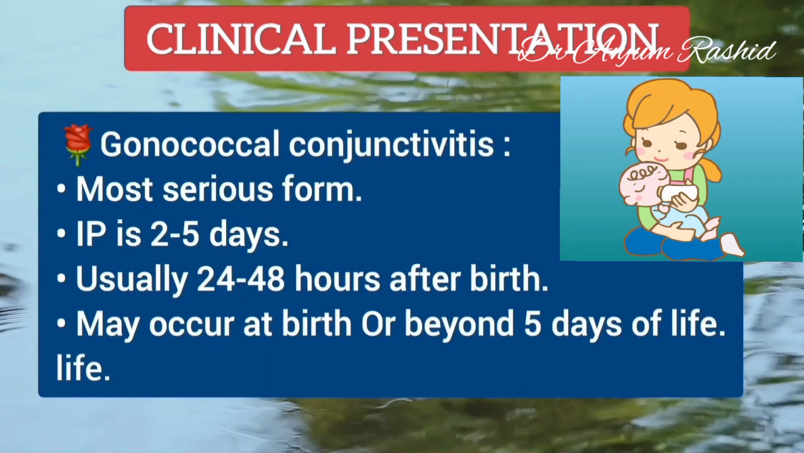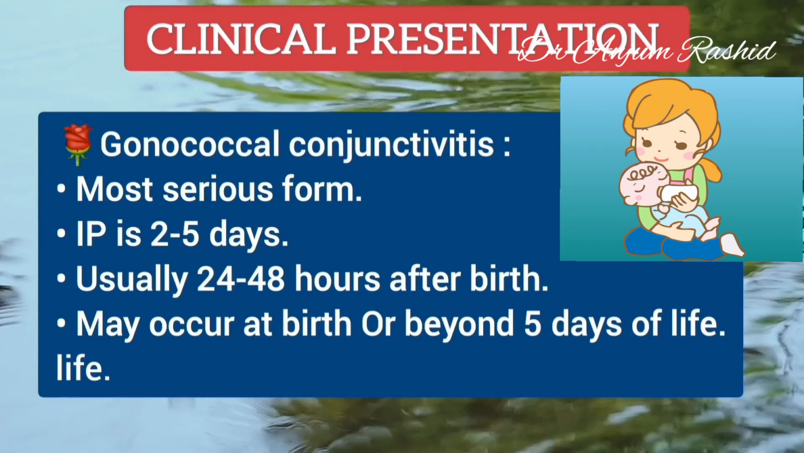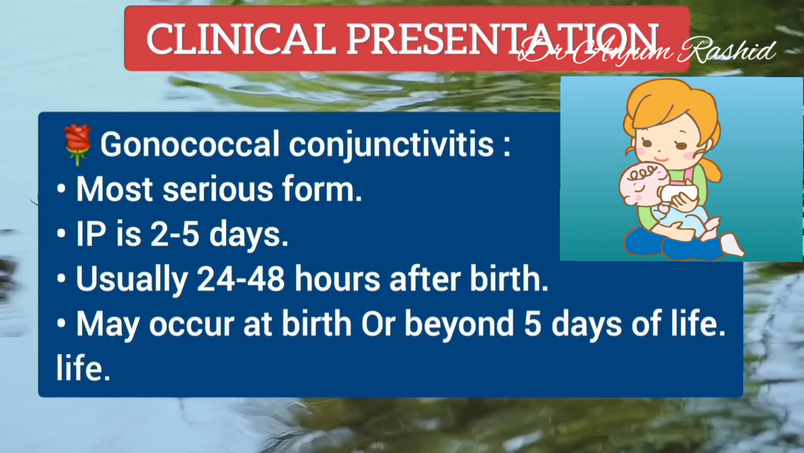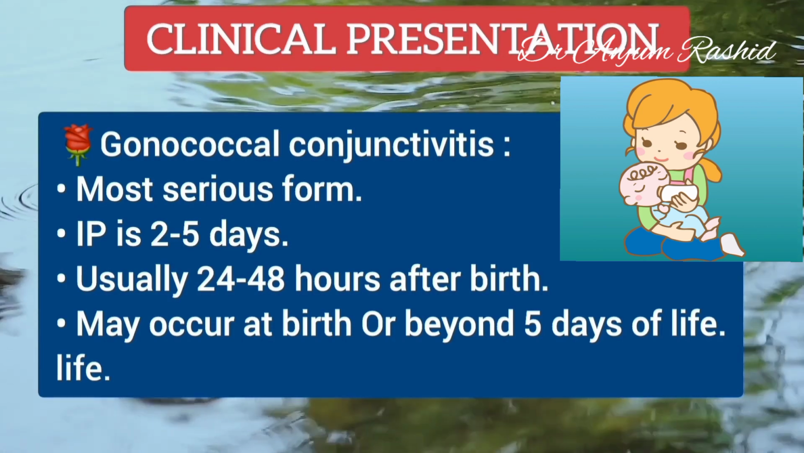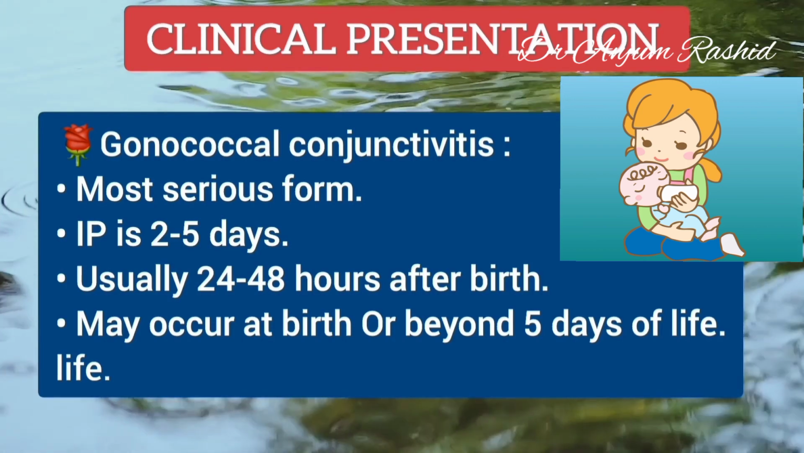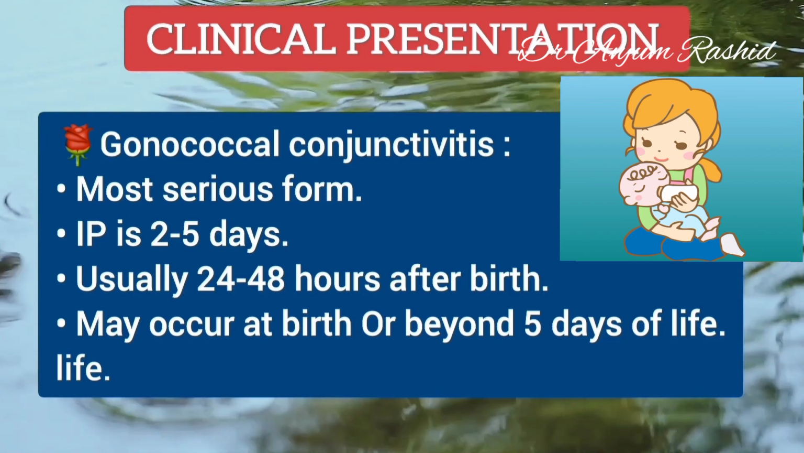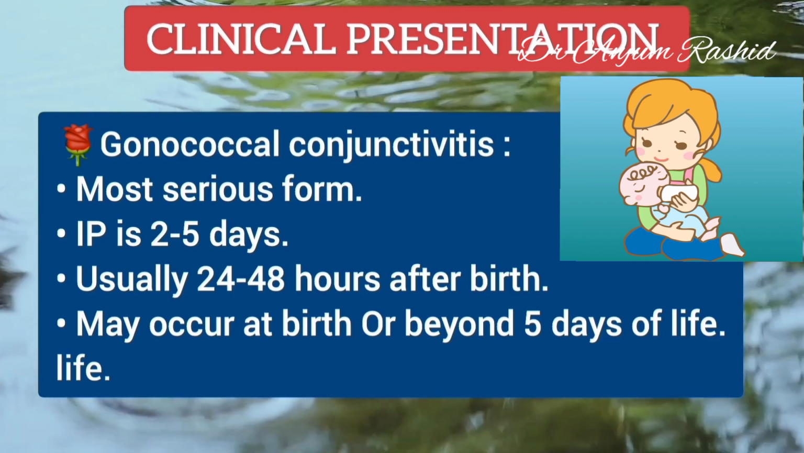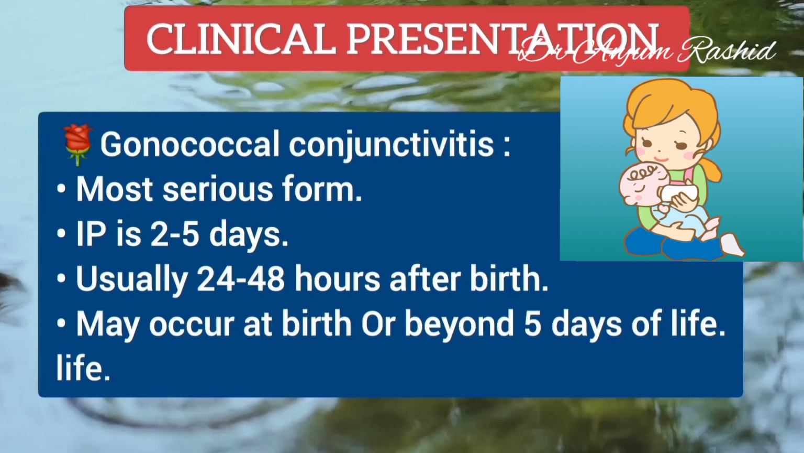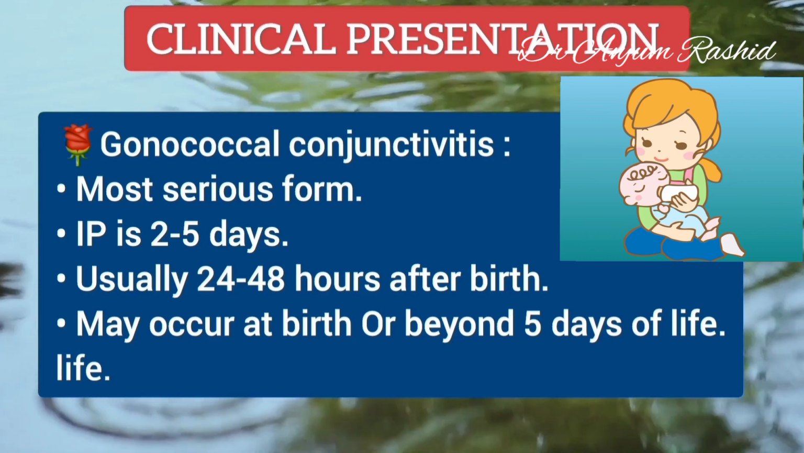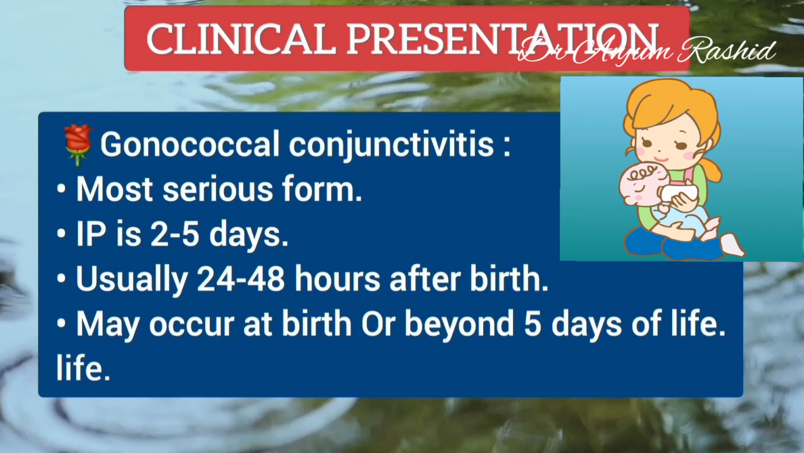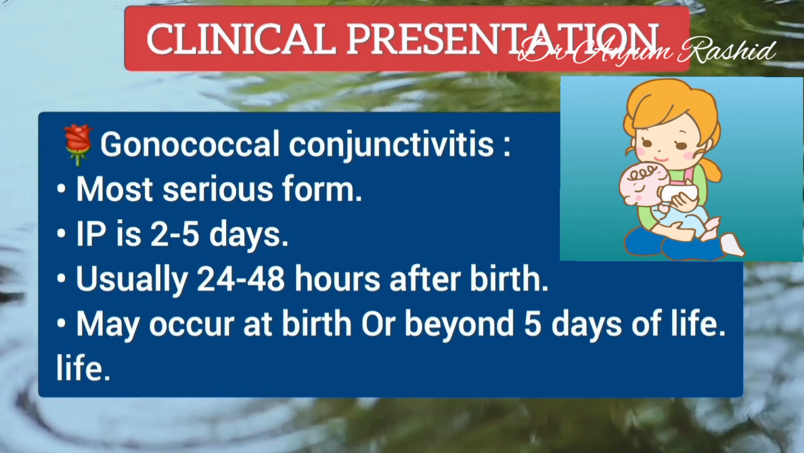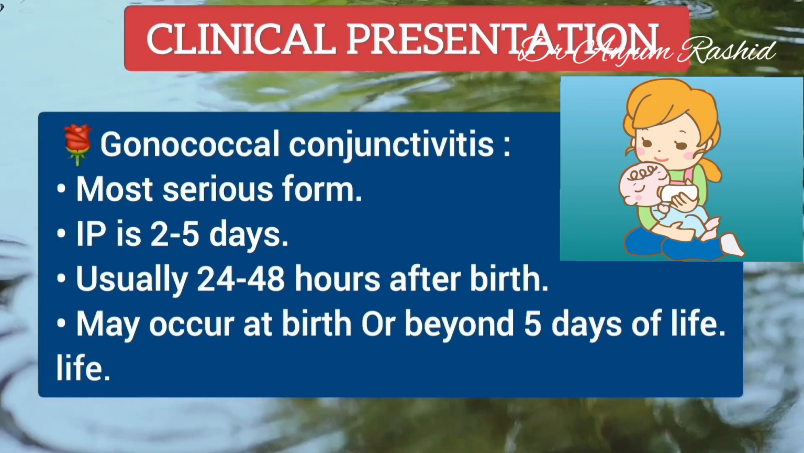Gonococcal conjunctivitis is the most serious form of neonatal conjunctivitis. The incubation period is 2 to 5 days and it usually occurs 24 to 48 hours after birth. But it may be present at birth or it may be delayed beyond 5 days of life if some ocular prophylaxis has been used. Gonococcal conjunctivitis may also occur in infancy after inoculation by the contaminated fingers of adults.